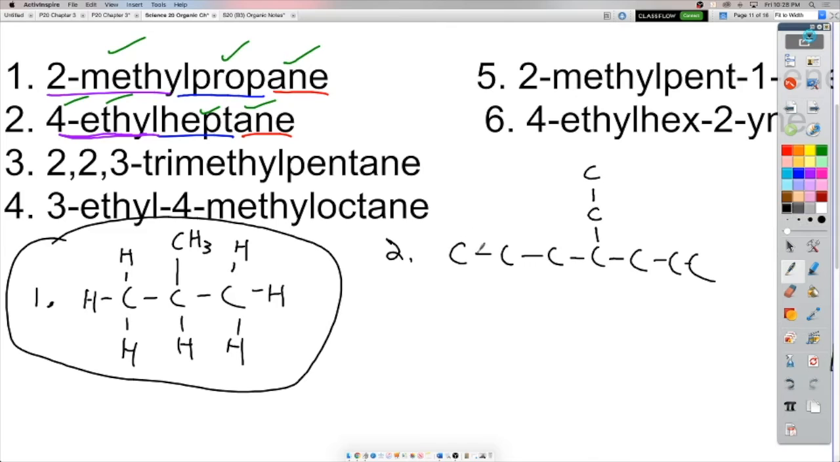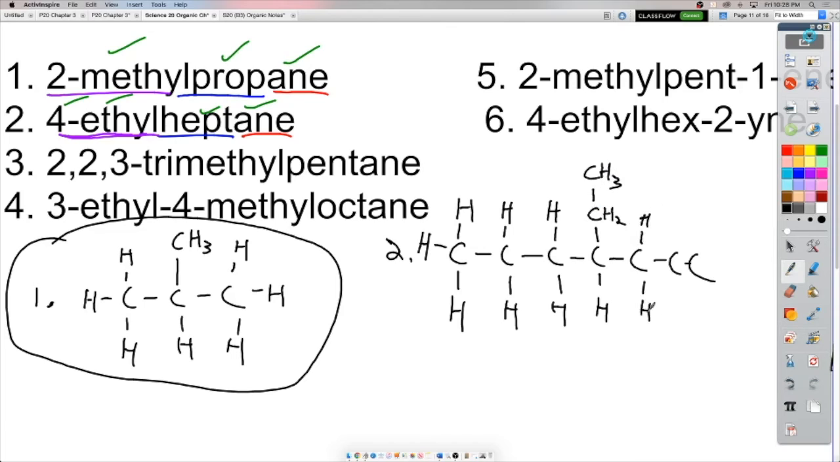So 1, 2, 3, 4 for each of these carbons. 1, 2, let's just H2 it, 1, let's just H3 it, okay, 2 for you, 2 for you, 3 for you, and there we go, everyone's happy. 4-ethyl heptane.